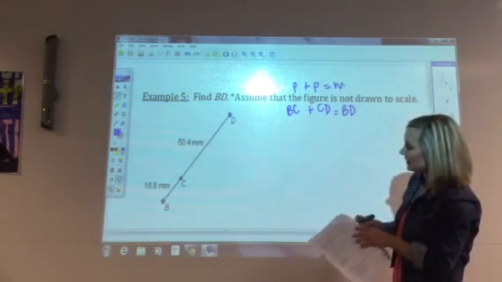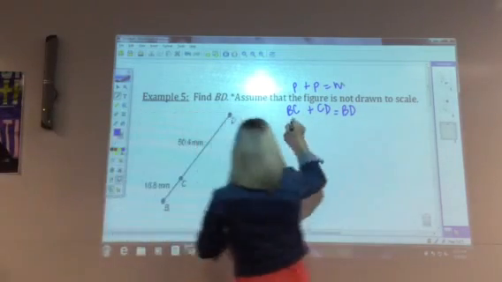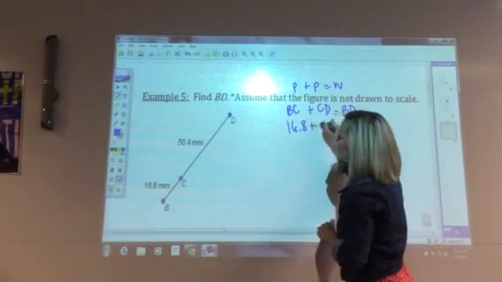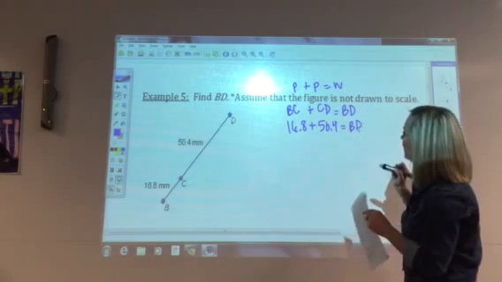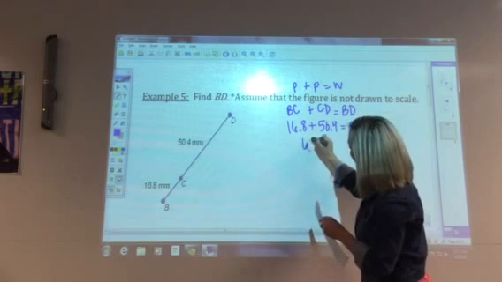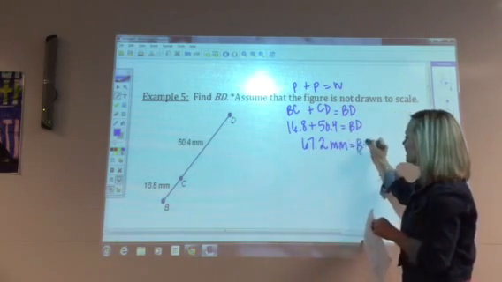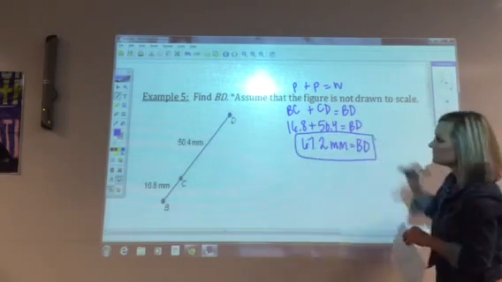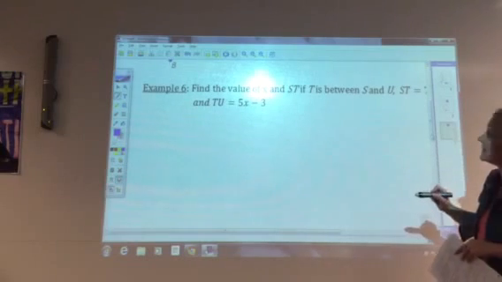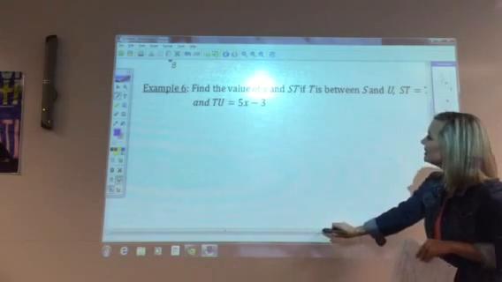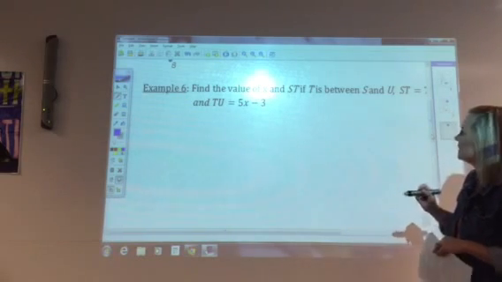Okay? So whenever I plug in my numbers, I have, is that 16.8? Yes, 16.8 plus 50.4 is going to be equal to BD. And BD is what we're looking for. So again, if I were to add that, that would give me 67.2 millimeters is equal to BD. Okay? And then last example, and I will be finished. Example 6 says, find the value of X if T is between S and U.